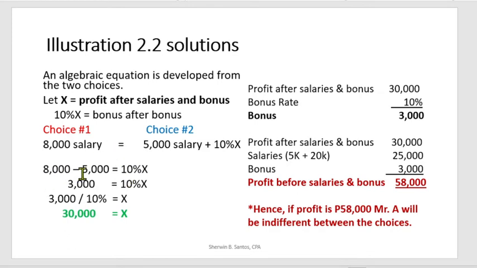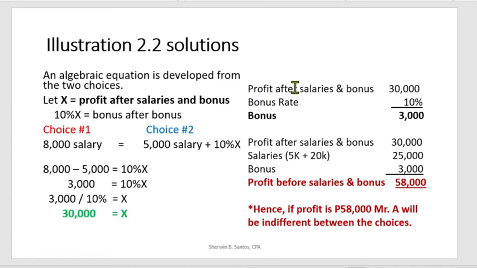So 8,000, transpose mo lang 5,000, minus 5,000 is equal to 10% X. So 8 minus 5 is 3,000 is equal to 10% X. Divide both sides by 10%. 3,000 divided by 10% is 30,000. So your profit after salaries and bonus is 30,000. Let us first compute now for your bonus.